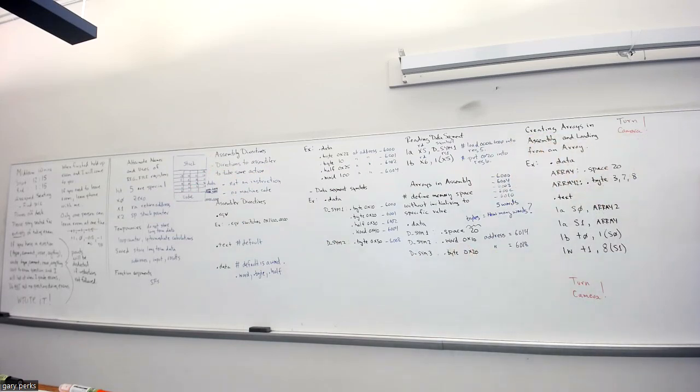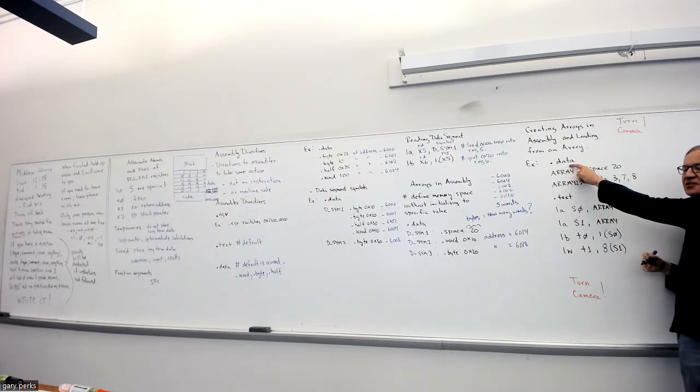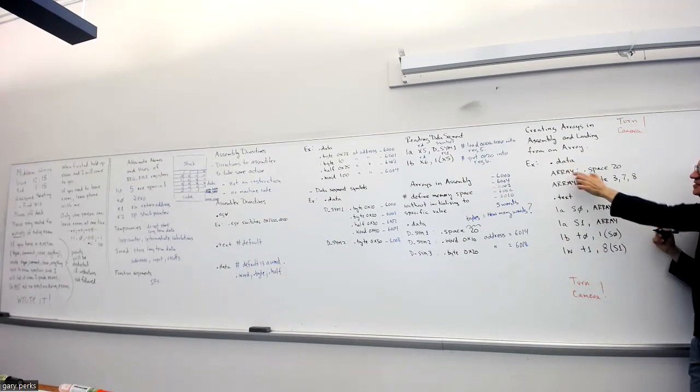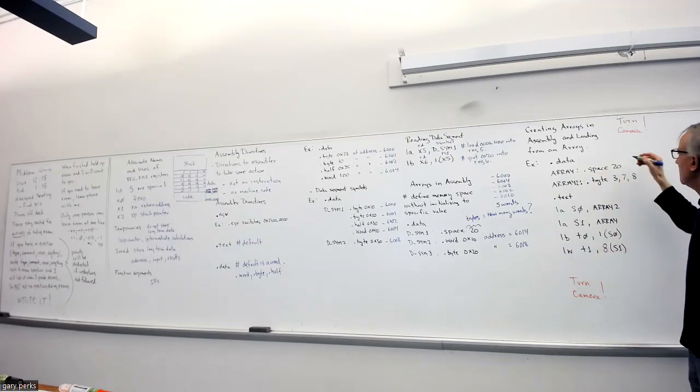Okay, well, the last thing before we get to what you need to do for software 5 is just showing you how to create an array and then load from that array. And again, I'm just using an example here. So again, you start off with the data directive. Again, this is going to be going into the data segment of memory. And then here I start with the symbol array. And again, I'm allocating 20 bytes.